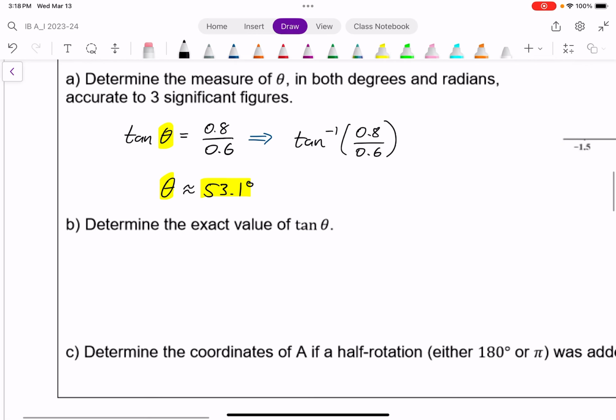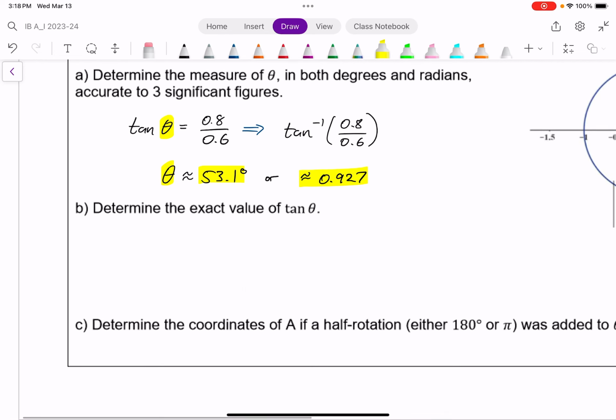In radians, I could at this point just go back to the last lesson and take this answer in degrees and multiply by pi and divide by 180, or I could just go back to my calculator, put it into radian mode, and find the inverse tan of 0.8 divided by 0.6, and we get approximately 0.927. The one in degrees is probably easier to visualize. It's almost certainly easier to visualize, but for other things, the answer in radians may be more helpful. All right, so that's the measure of the angle.